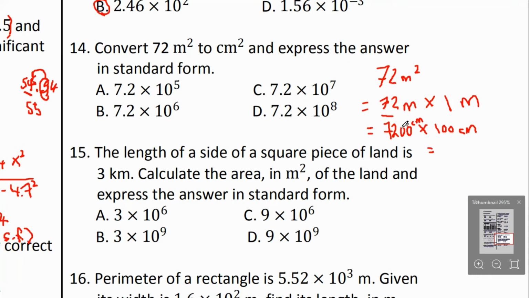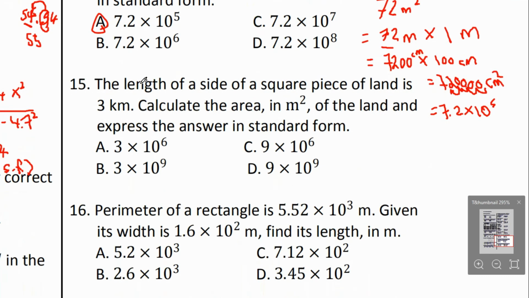So 7,200 multiplied by 100. You will have 720,000. Centimeter times centimeter, centimeter square. Change it to standard form, so we move the decimal 1, 2, 3, 4, 5, 5 times to the front. 7.2 times 10 to the power of 5. Answer is A.